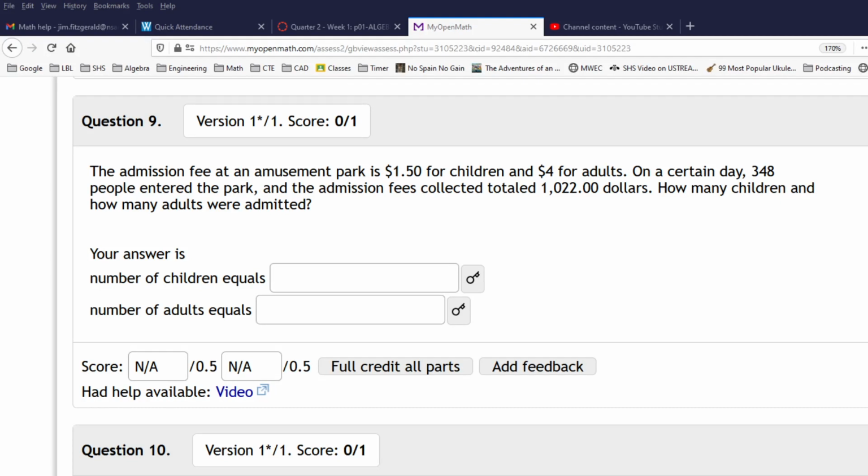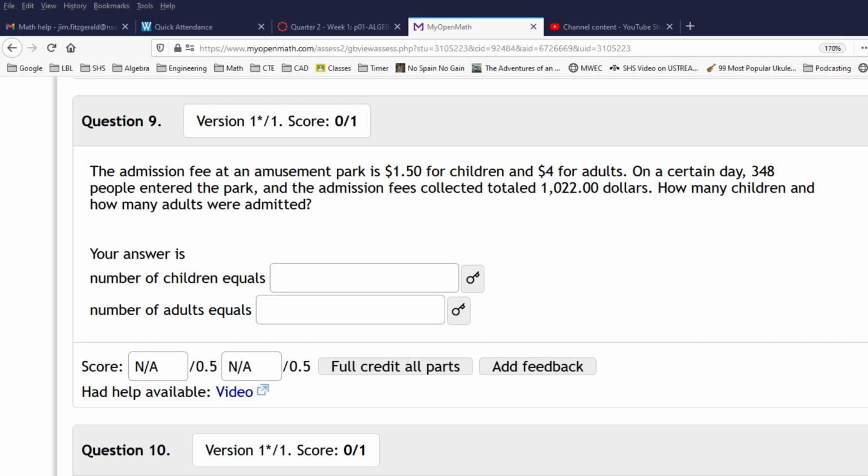This is Algebra 1, Assignment 3-3. This is question number 9. So again, we have a system of equations and we have a word problem. And so we need to read through this, set up a system of equations, and then try to solve that system of equations. And this time we're going to use elimination for this because that's what this section is on.